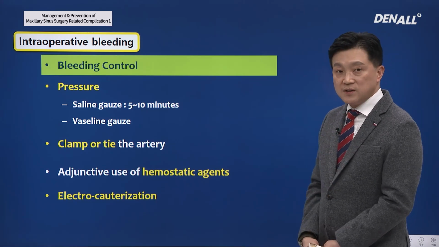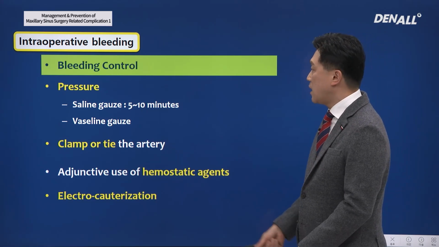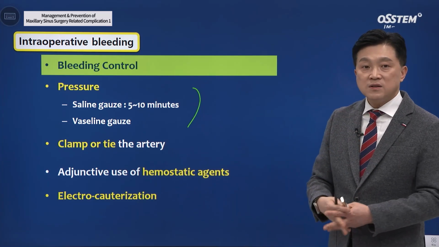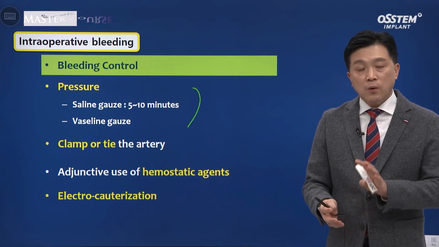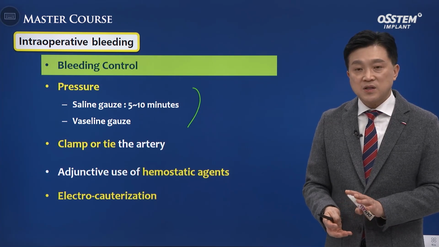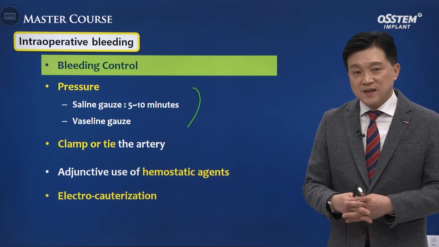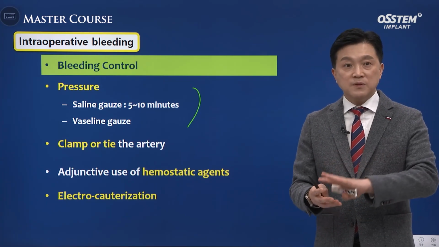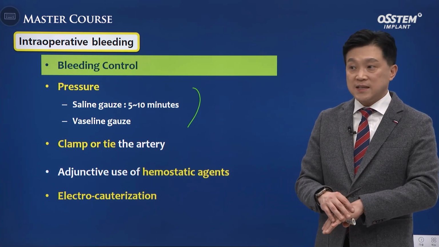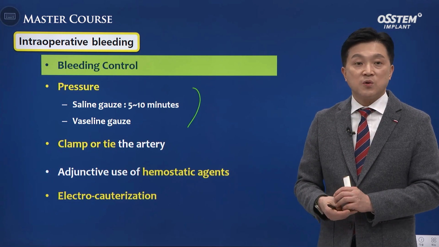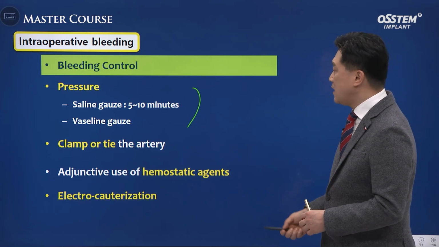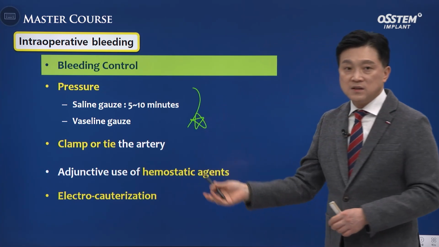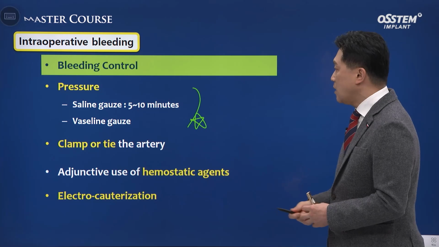First, we can apply pressure. You apply pressure for about 5 to 10 minutes. You use Vaseline gauze and apply pressure. You do not apply direct pressure, but you close the flap and apply pressure in order to prevent damage to the sinus membrane. In most cases, the bleeding stops after 3 to 5 minutes of pressure.